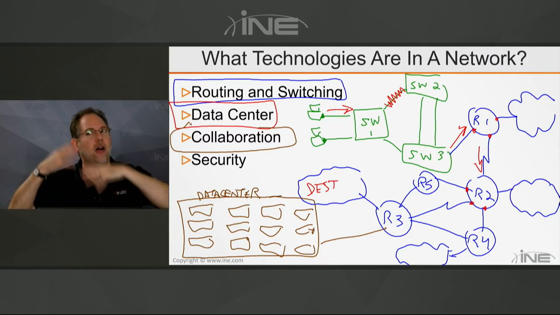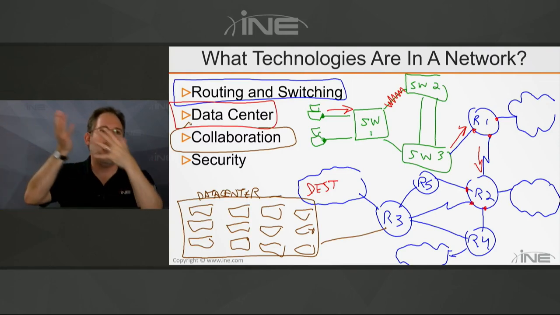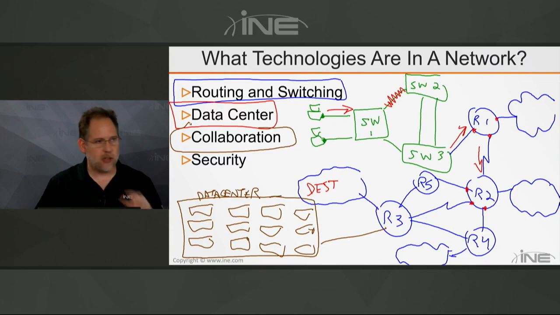Collaboration is how do we layer all those additional technologies onto our data network so everything works seamlessly and works well. That is collaboration. And then lastly, of course, there's security. And security is just like it sounds.